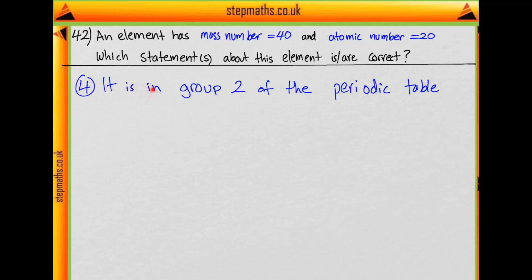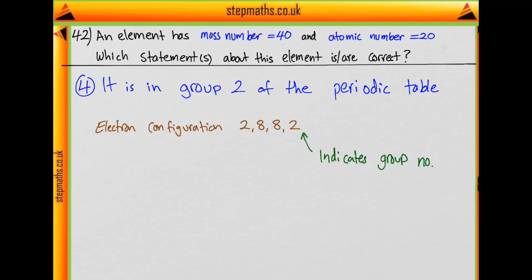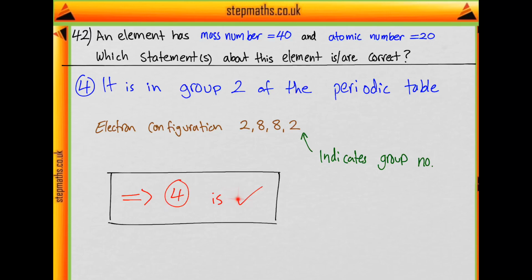Statement 4. It is in group 2 of the periodic table. Let's recall our electron configuration, 2, 8, 8, 2. The last number indicates what group it's in in the periodic table, as it indicates how many electrons it needs to lose or gain. We know that it loses 2 electrons to form a 2 plus cation. Elements that lose 2 electrons to form 2 plus ions are calcium, magnesium, and these are all group 2 elements. So we know our statement here is correct.